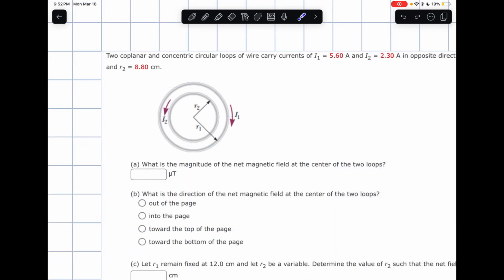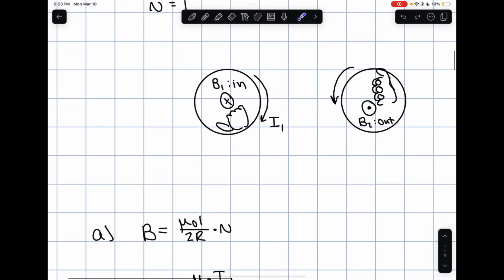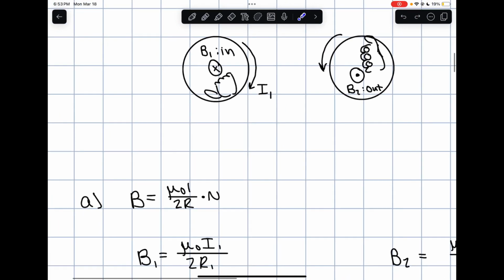Now that we have identified the directions of the magnetic field and we've taken a look at our givens, we can start with part A. What is the magnitude of the net magnetic field at the center of the two loops? So to start, we're going to use the equation magnetic field, or B, is equal to mu naught times the current over 2R times N, or the number of coils. Since we know N is just 1, this will pretty much drop out of the equation.